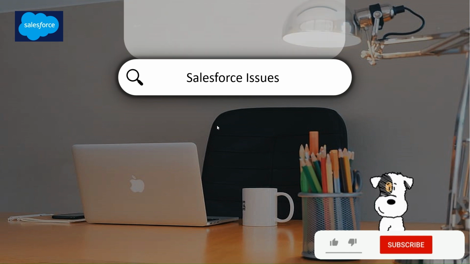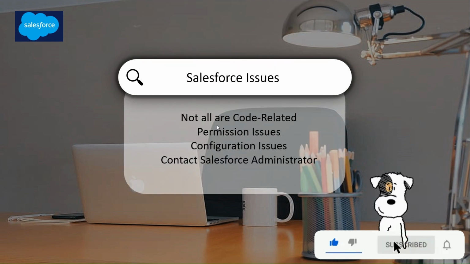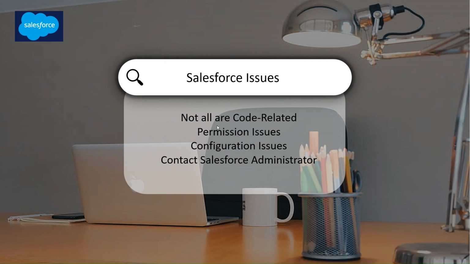Next, Salesforce issues. If you're testing some other application and facing some issues, you might think it's a functionality issue or a code related issue, and you have to reach out to your dev team. But when it comes to Salesforce, not all issues are code related issues. On Salesforce, you will be assigned different roles, different profiles, and a different set of access, so you will not have access to all the consoles or all the objects. If you're facing an issue, it's not always a code related issue. Sometimes it can be a permission issue, and it can be a configuration issue also.